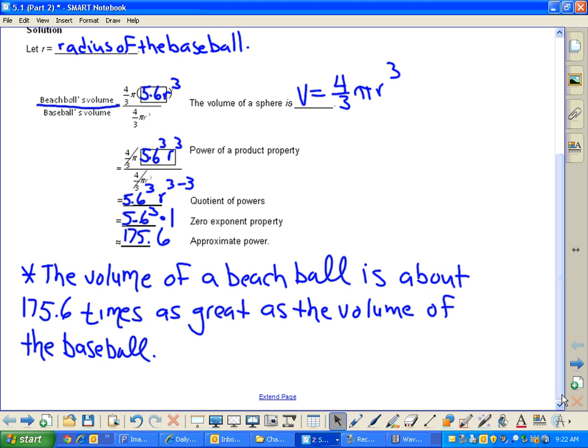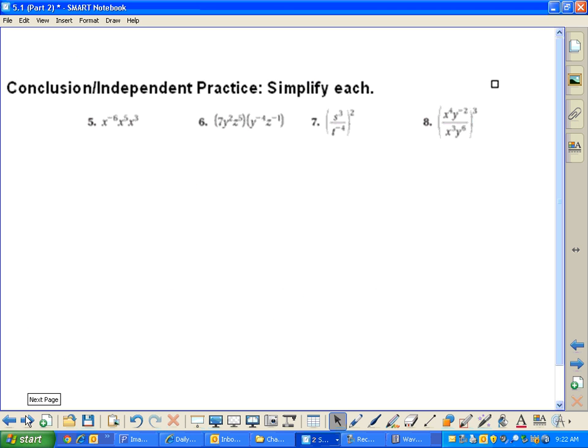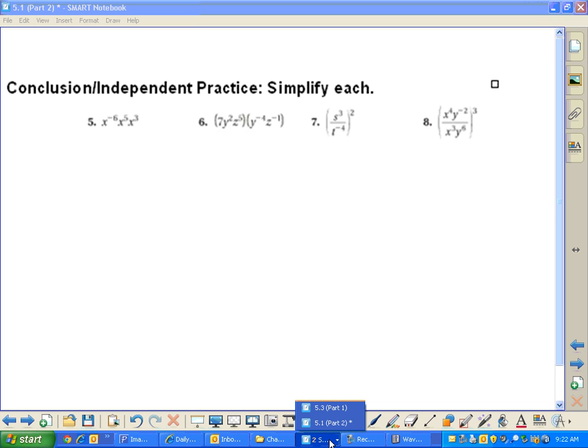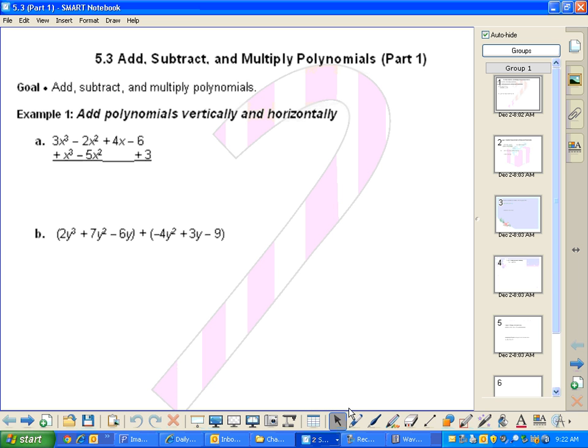Okay, questions about that? In a few minutes, you're going to get a little bit more practice with your properties of exponents. But before I have you come back and do this independent practice, we're going to add, subtract, and multiply some polynomials together. So let's do that. Next page. So again, you could apply our properties of exponents to simplify or do operations with polynomials. So we're going to add, subtract, and multiply.